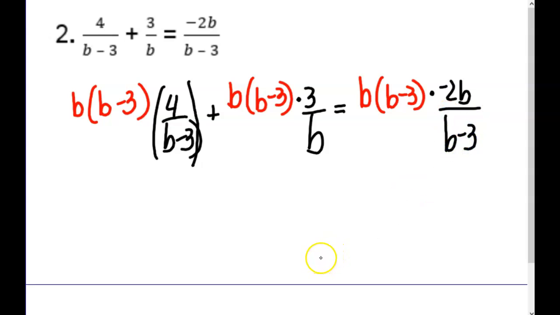All right. I know it's a lot of writing, and eventually you can probably figure out how to write less by showing less work, but I'm just trying to make you understand why the denominator is disappearing. So over here on this term, a b minus 3 and a b minus 3 would divide out. So what's left is a 4b.